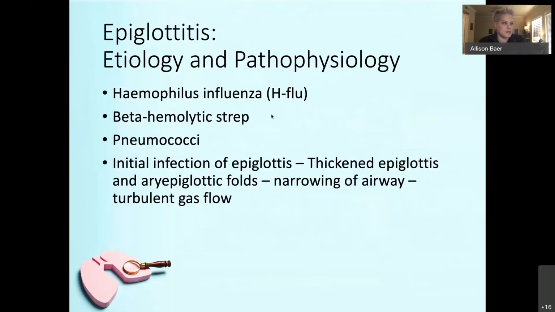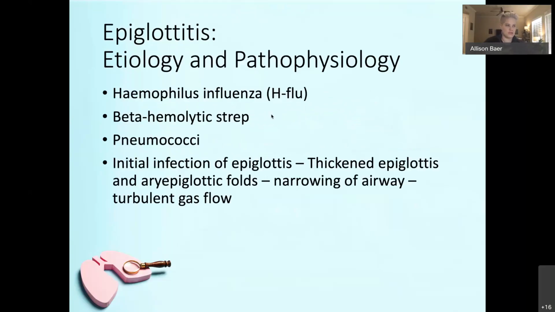But some of the causes, H flu is a big cause of it. So the incidence of this has decreased a lot since the Hib vaccine was introduced and more widespread. So we've been able to cut down on at least the number of cases from that one. But you can also get it from beta hemolytic strep, pneumococci.